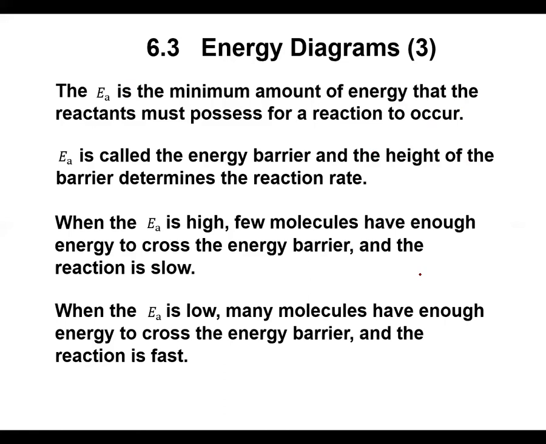So as I mentioned, the E of A is the activation energy. Again, it's that minimum amount of energy required for that reaction to take place. It is that hill that they have to climb to get to the other side. It also determines how fast the reaction will occur.